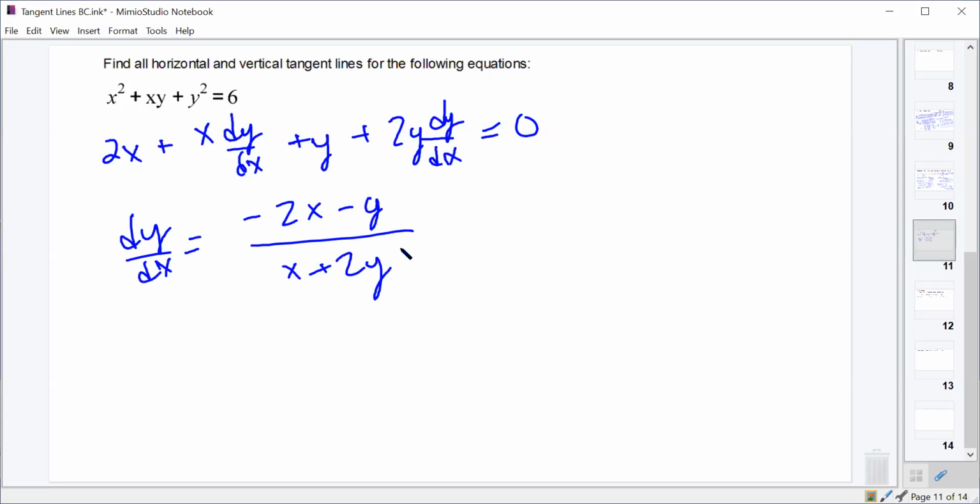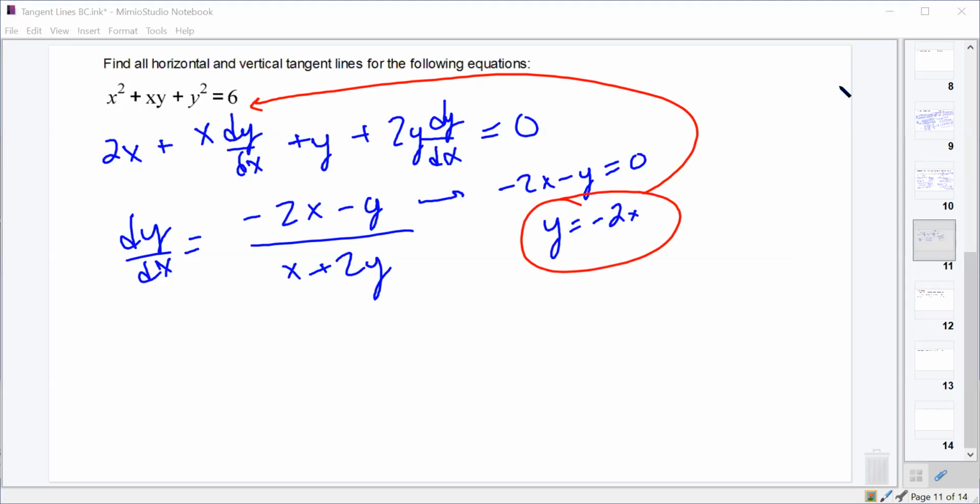So then, if we want to find horizontal tangent lines, what does that tell us? It tells us that the numerator, negative 2x minus y, needs to equal 0, or that y equals negative 2x. And so how do we figure out when y equals negative 2x? We should take that and plug it back in to our original equation.